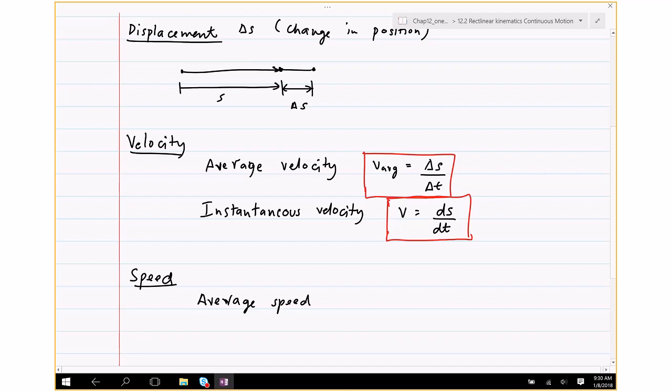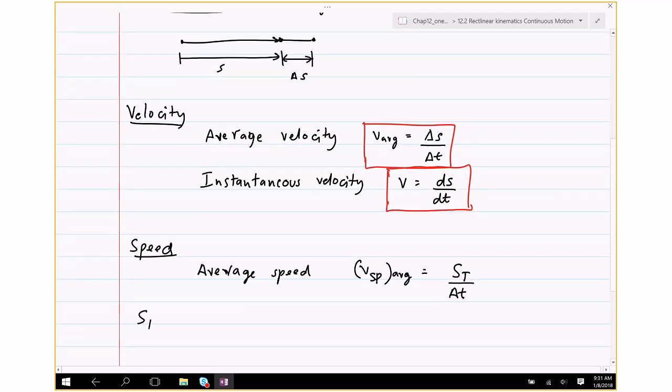Average speed is, I'll denote it as V speed average. It's the total distance moved divided by the total time, where S_T is total distance covered.